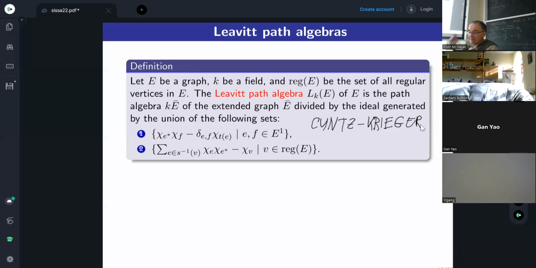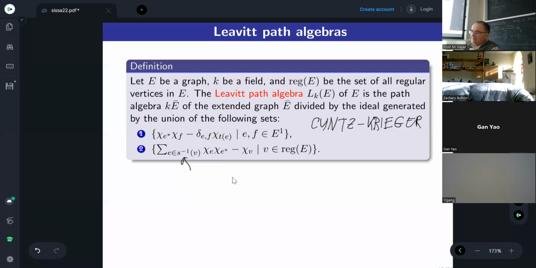The second relation tells you the following. This is why you need a regular vertex, because then the sum is non-empty and finite. When my vertex is regular, then this set is non-empty and finite. So it's really meaningful. And now, mind you, I reverse the order. Now, the non-star edge goes first and the star edge goes next.